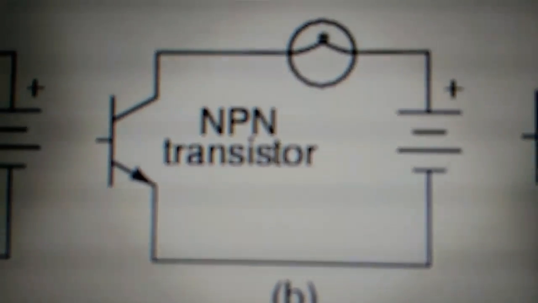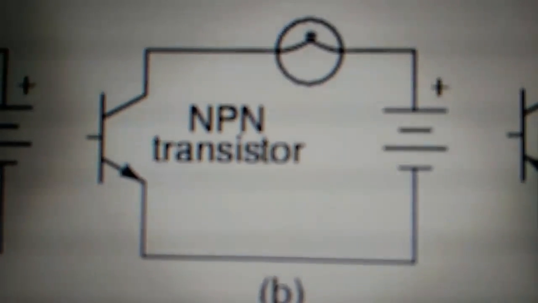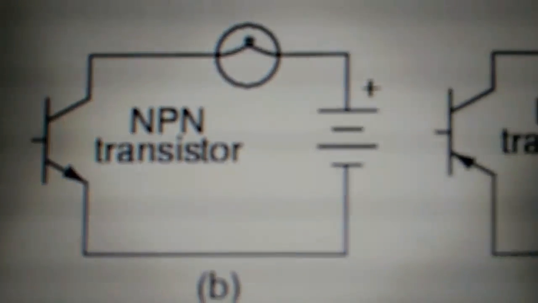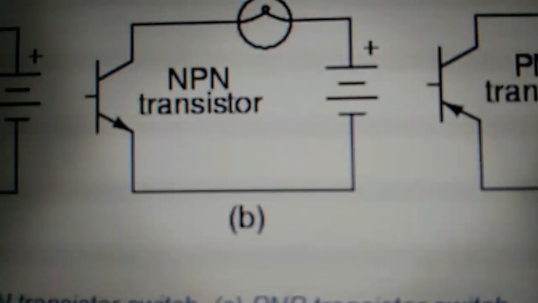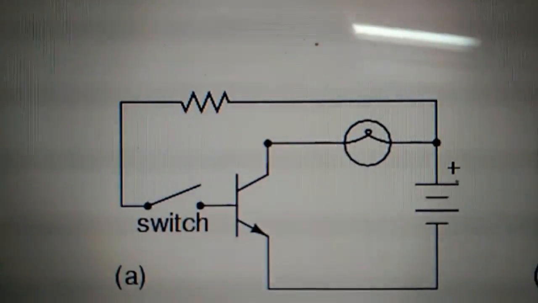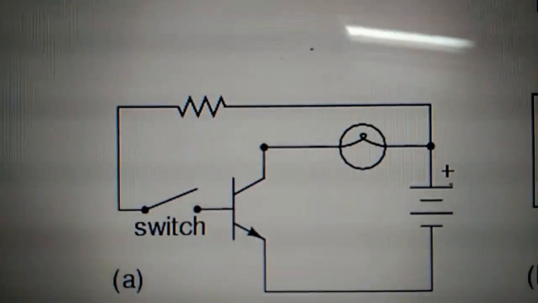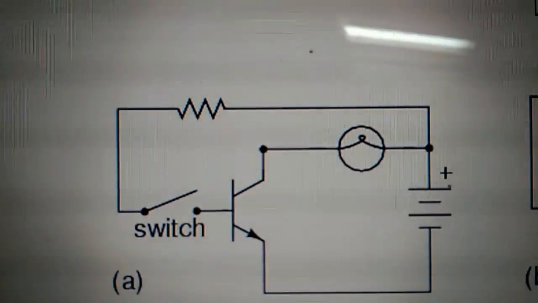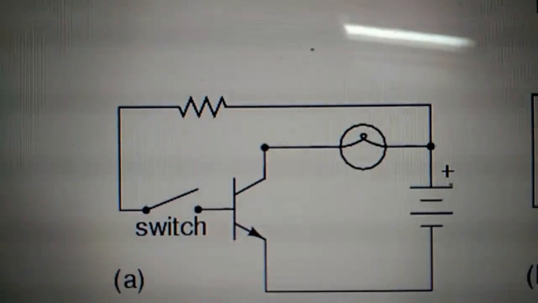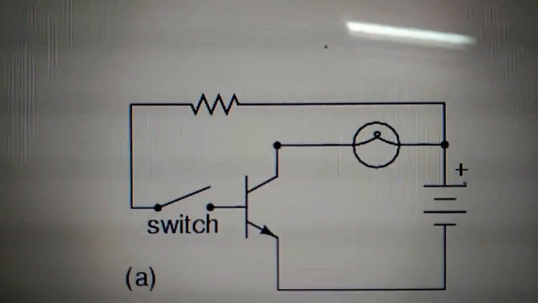Perhaps the simplest thing to do would be to connect a switch between the base and the collector wires of the transistor, as shown in the figure below. If the switch is open, as in the figure above, the base wire of the transistor will be left floating and there will be no current through it. In this state, the transistor is said to be cut off.